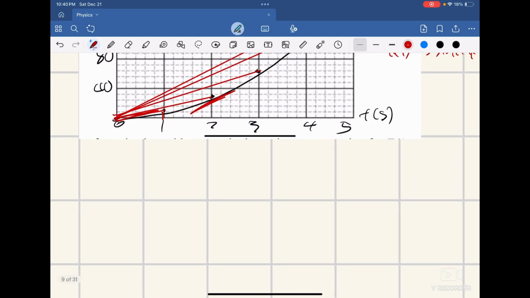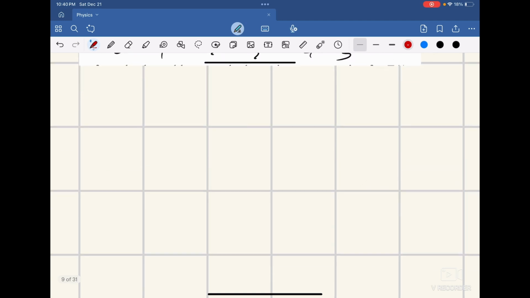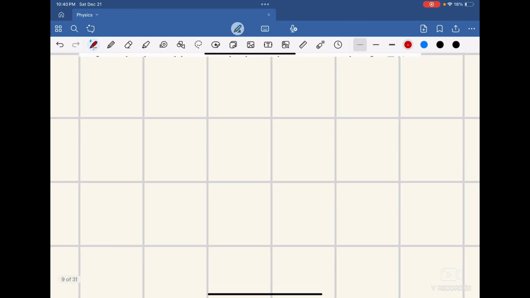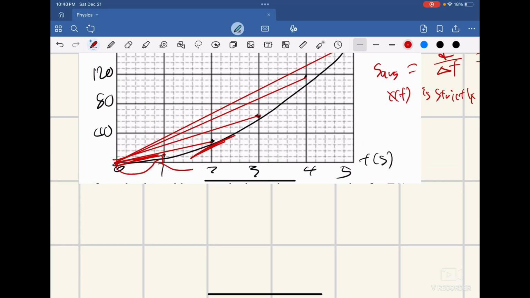Now, for the last part of this question, we are asked to clearly explain what happens to the average speed of the car during each second interval. So, what happens from 0 to 1, 1 to 2, 2 to 3, 3 to 4, 4 to 5. There are two ways to think about this.